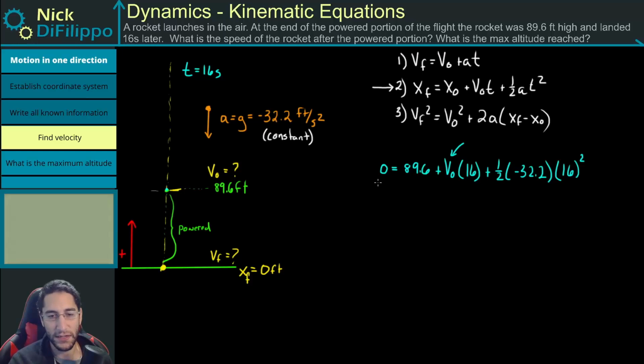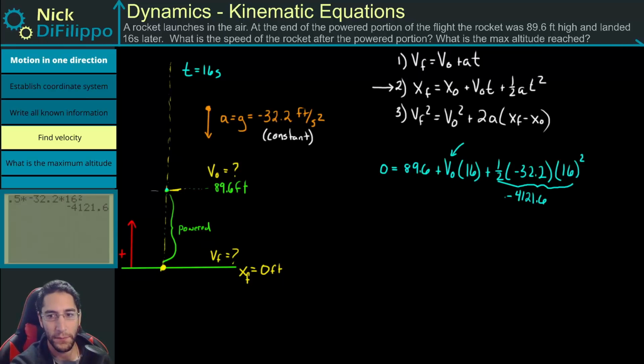To solve for this initial velocity, let's get what this term right here is. So that term is going to be 0.5 times minus 32.2 times 16 squared. And that's minus 4,121.6. Minus 4,121.6. And now I can solve for my initial velocity.